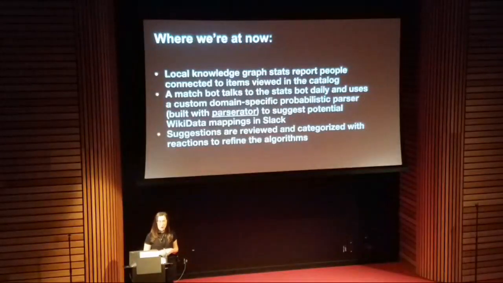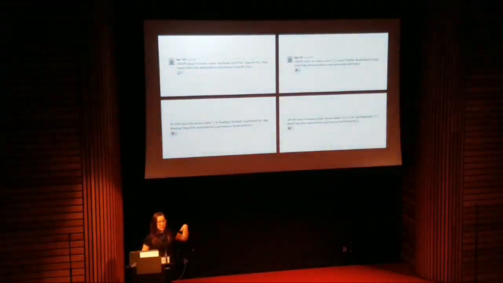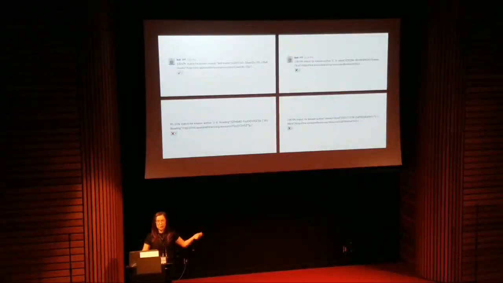Where we're at now, we have stats that are generated from the use of libraries' data in the catalog. DC Public Library has their widget, and the people who aren't matched just show those library connections without the Wikidata. Every day we get information about what items are viewed on their catalog, and then our crawler talks to another crawler that uses a parser called Parserator with additional algorithms built on top, and then produces potential matches. That's what this looks like here. We have a Slack channel, and it produces potential matches, and we can go through and confirm them with reactions, and those reactions are used to further refine the algorithms.